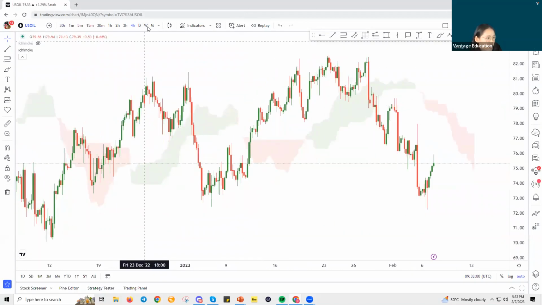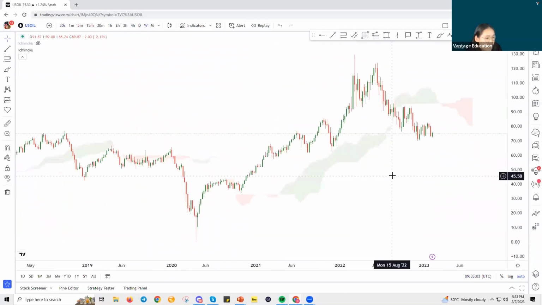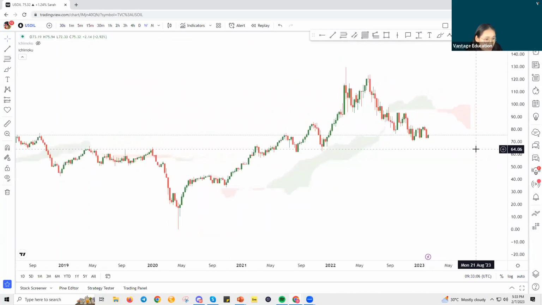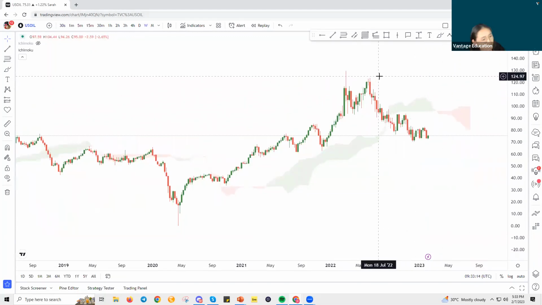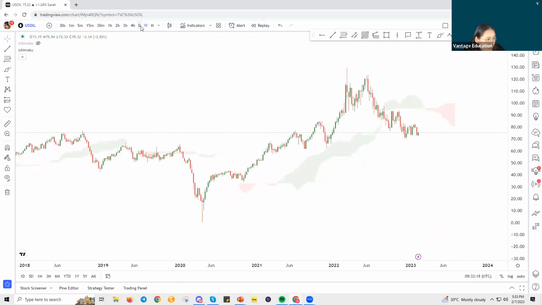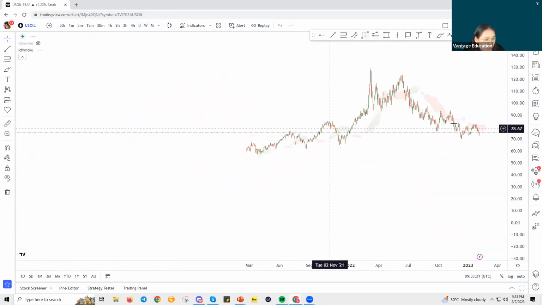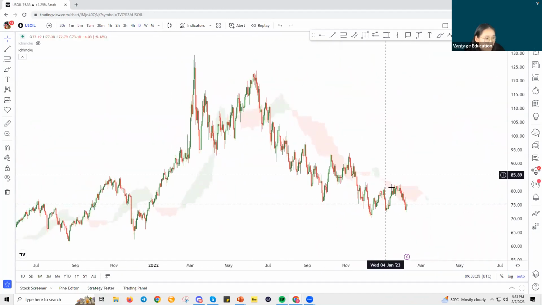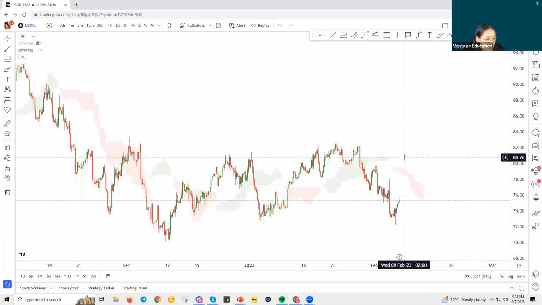So let's start with maybe the weekly time frame, just to get a rough gauge of where price is heading. We can see here price is moving below the Ichimoku cloud, and it's also moving downwards. So we have a bearish view on the weekly time frame. Now let's look at the daily time frame. Okay, we also have a bearish view. Now 4 hours.